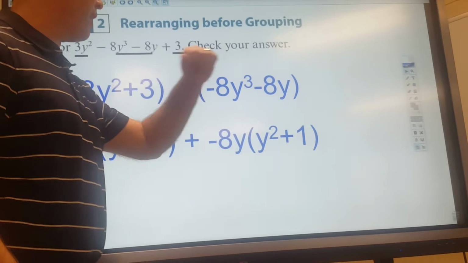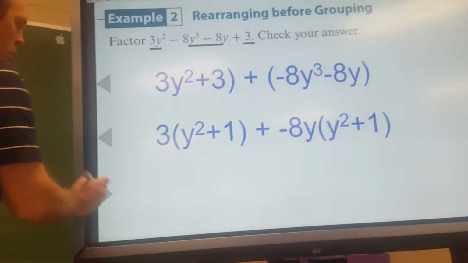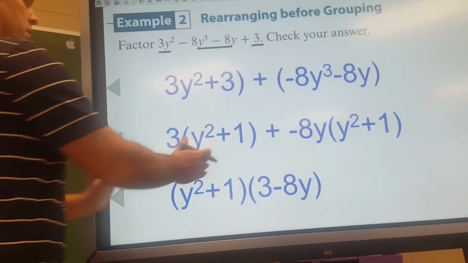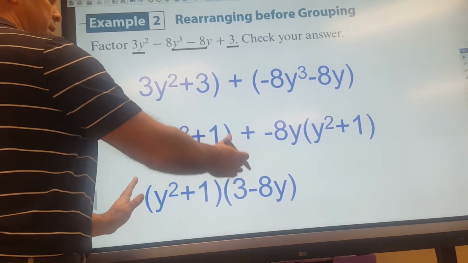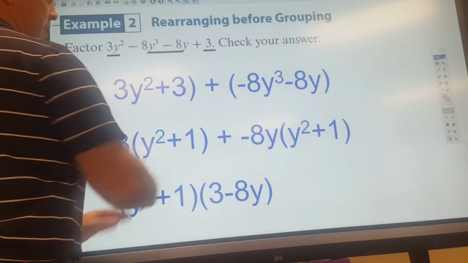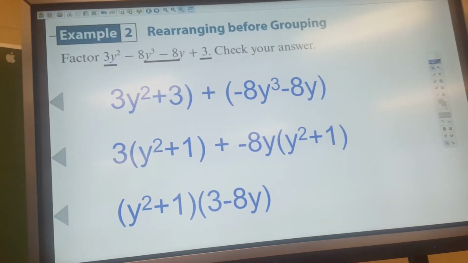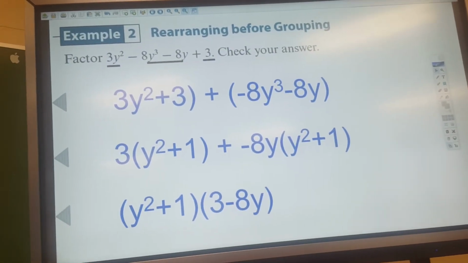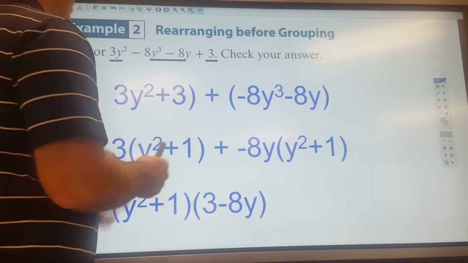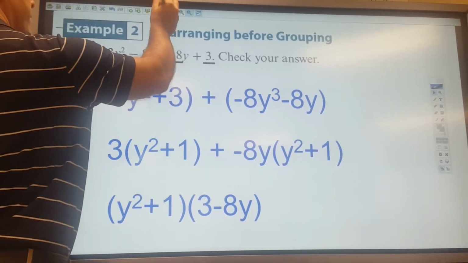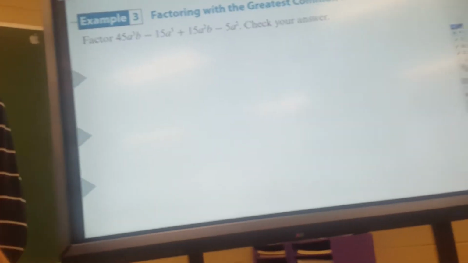Y squared plus 1, common factor in both. So we factor that out. All right, what do we have to distribute to get back to this? Well, we need a 3. Okay, what do we need to distribute to get this? We have a minus 8y. All right, so there we go. We factored this one. How to rearrange it. So an extra step in there, but really done the same way.